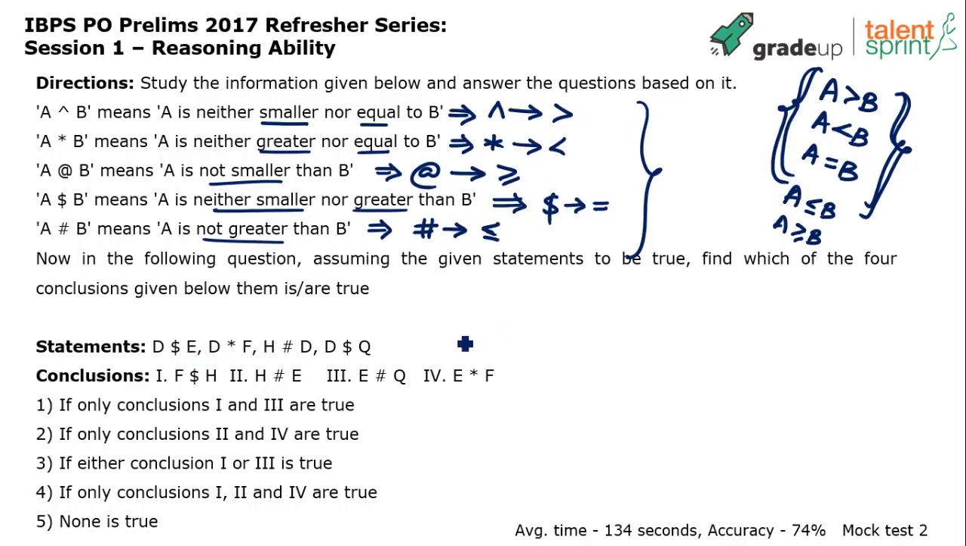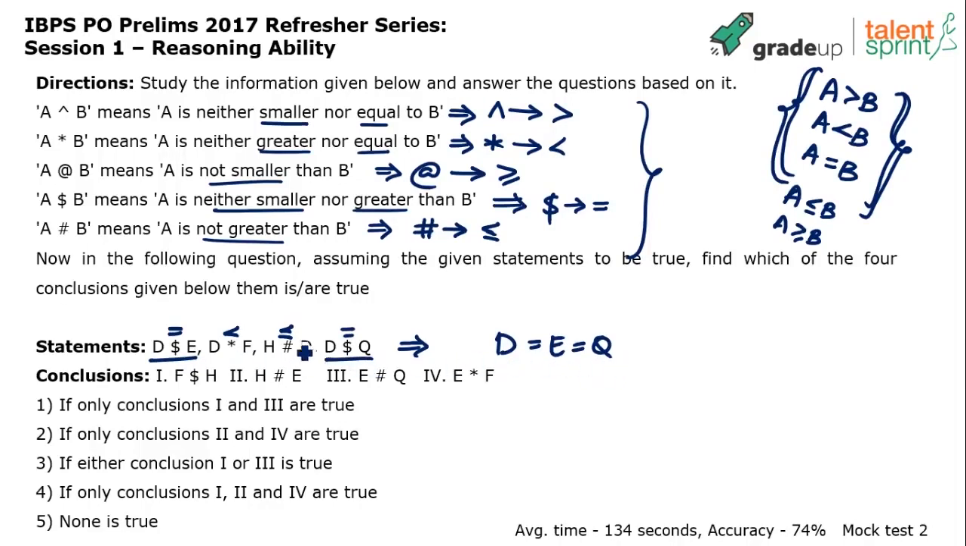What happens? D dollar E means what? You know that dollar is equal. So D is equal to E, and dollar here also is equal. Star means what? Less. And hash means what? Less than or equal to. So D is equal to E, D is equal to Q. So if I have to compare now, what do I get? D is equal to E and D is also equal to Q. So D equal to E equal to Q.